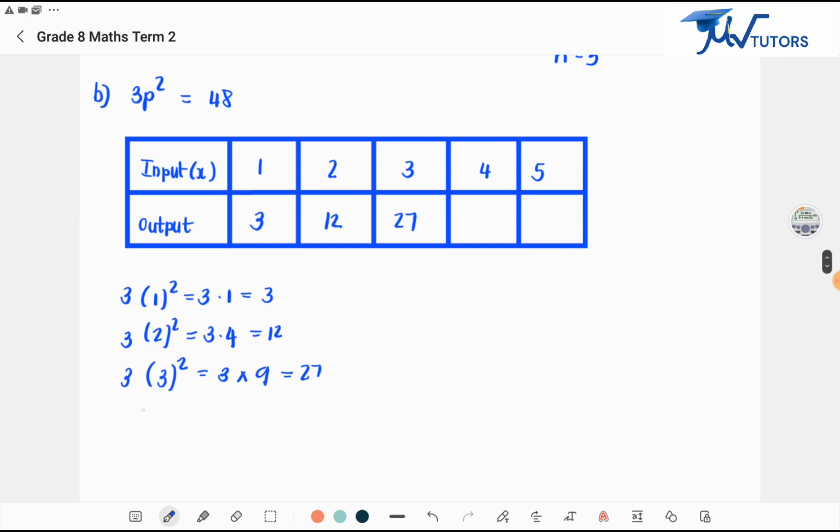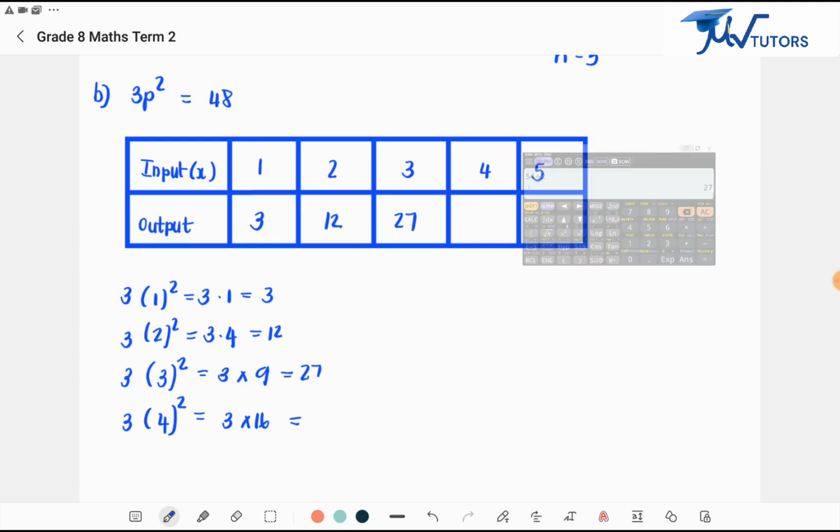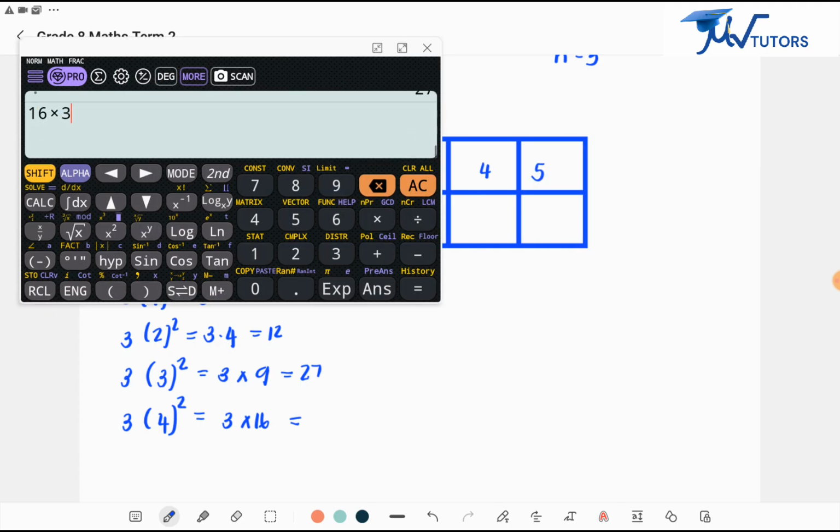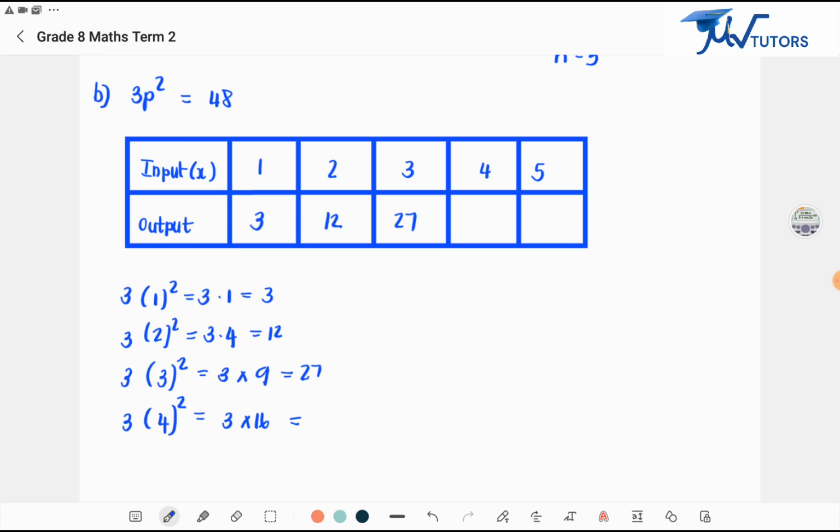Now, if I have 3 times 4 squared, it'll be 3 times 16. What is 3 times 16? Remember, 4 squared is 16. So 3 times 16 is 48. Okay, so there we have 48. If we have p as 4, okay, so therefore p is equal to 4.